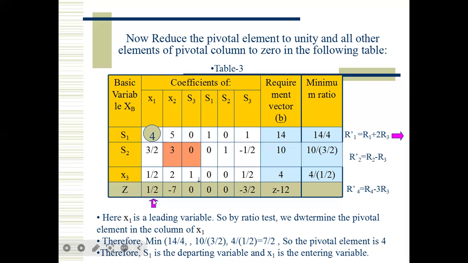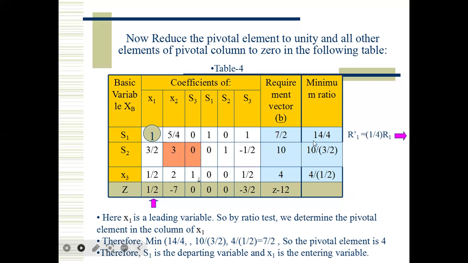Again, here the most positive value in the Cj minus Zj row identifies the leading variable. So by the ratio test we determine the pivotal element in the column of x1. The ratios are 14 by 4, 10 by 3 by 2, and 4 by half. The minimum is 7 by 2, which comes from 14 by 4. So 4 is the pivotal element. Therefore s1 leaves the basis and x1 enters the basis.